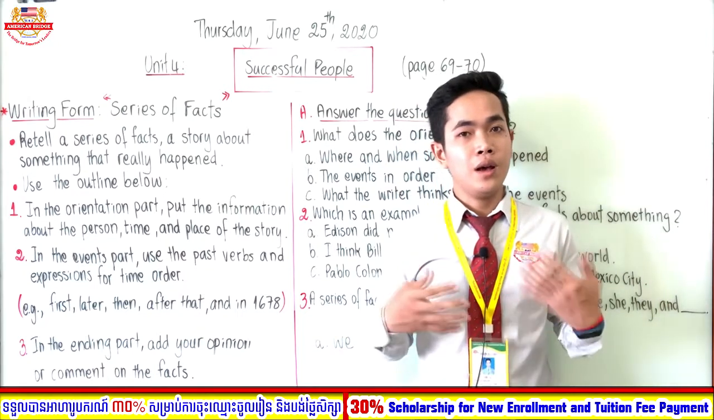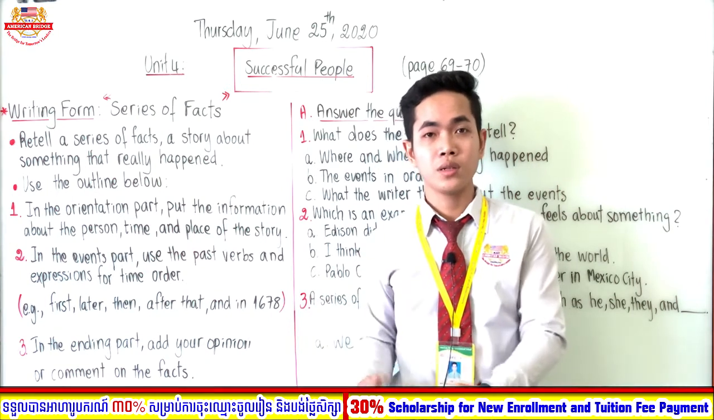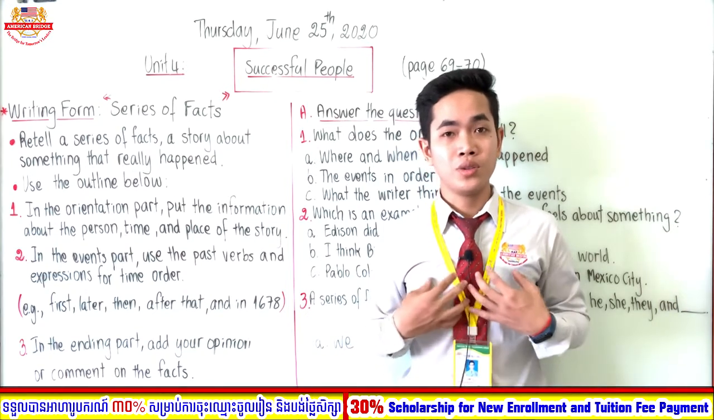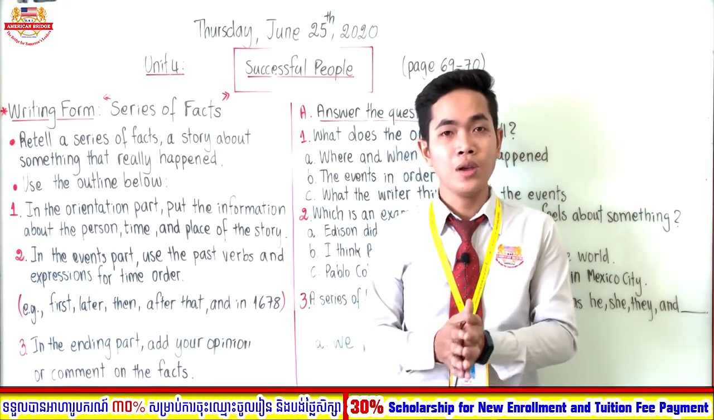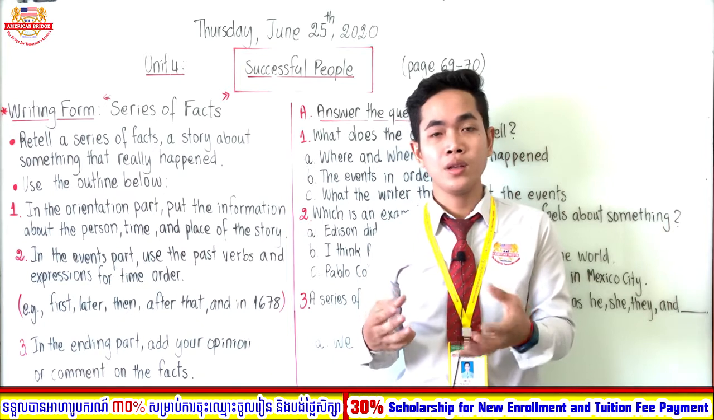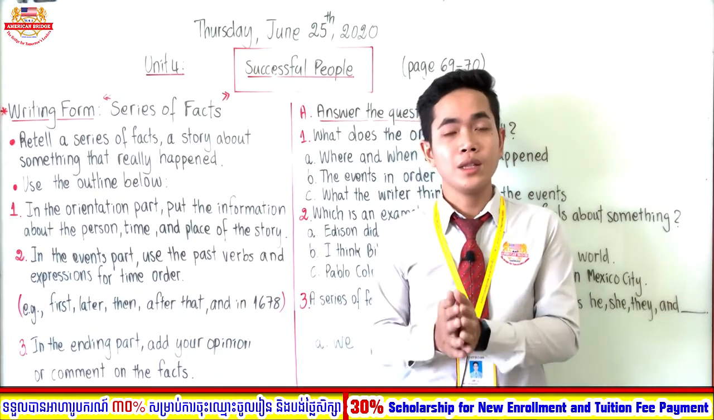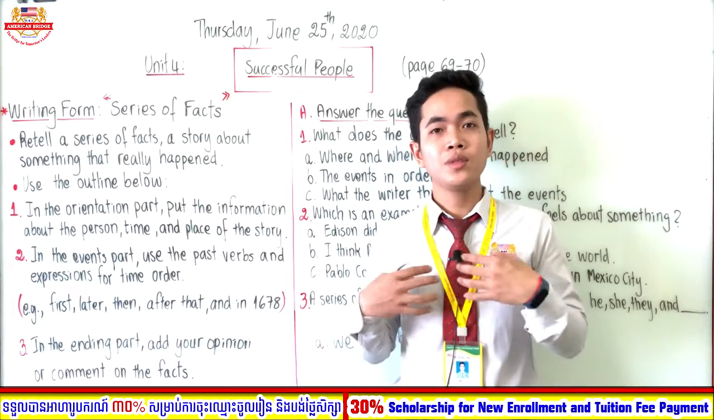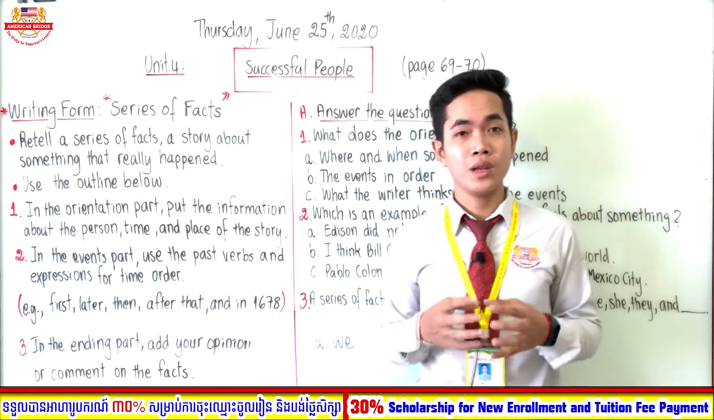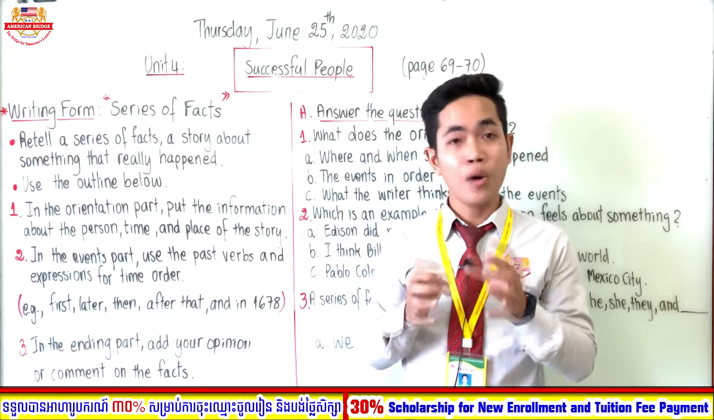Like Bill Gates, right? He is a billionaire, the richest person in the world. And then you can also add your idea or comment about what you think about that person. You can say, I think Bill Gates is a really successful person in the world. This is your opinion, right? You can add it like this because it's really true. This is what you have to add in the ending part. Now we have finished our outline, right?